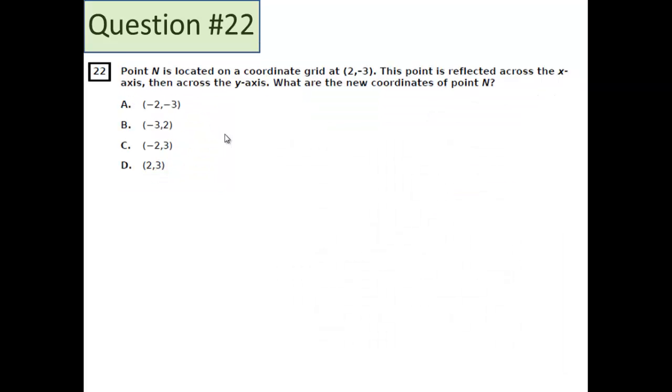Love this question. Point N for Negron is located on a coordinate grid at 2, -3. This point is reflected across the x-axis. Then across the y-axis, what are the new coordinates of point N? And you can see the answer choices there.